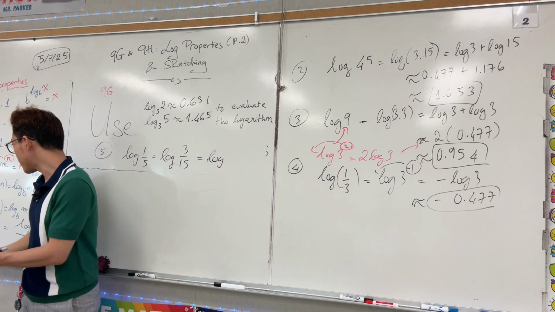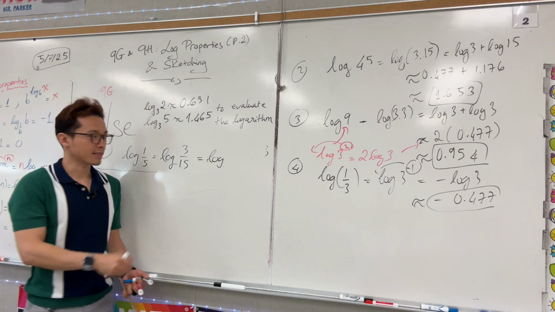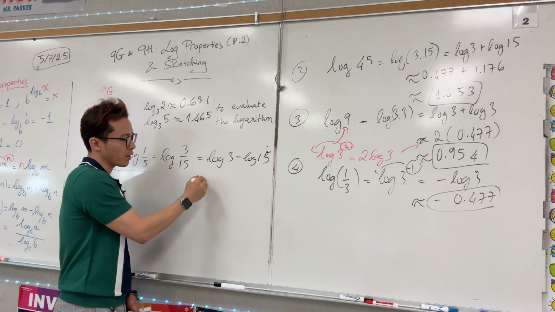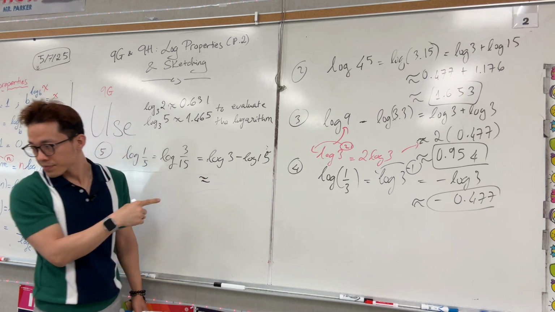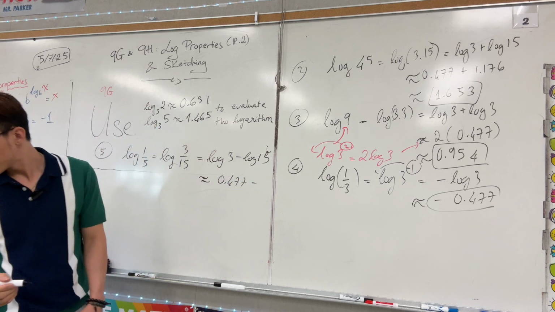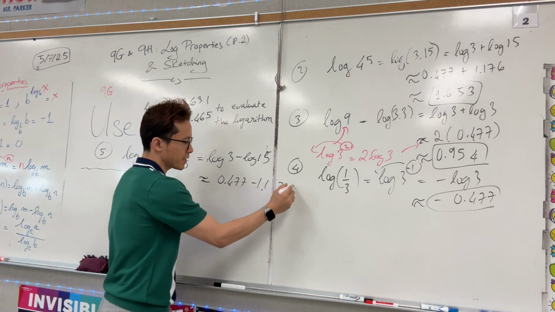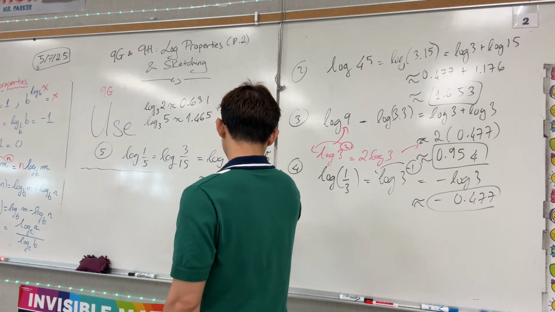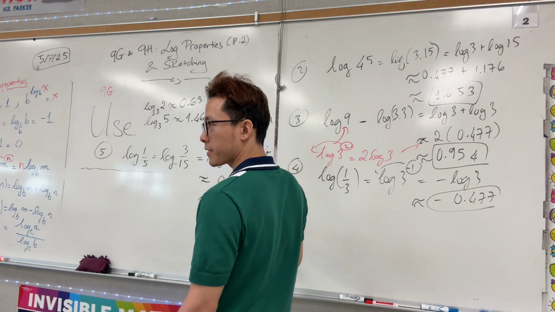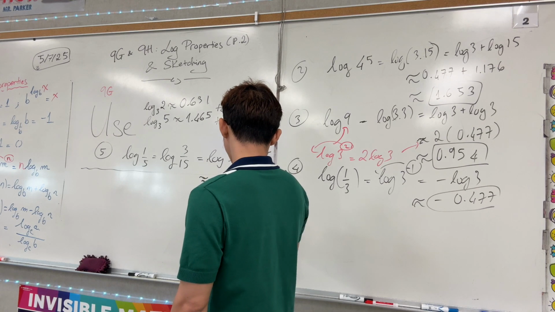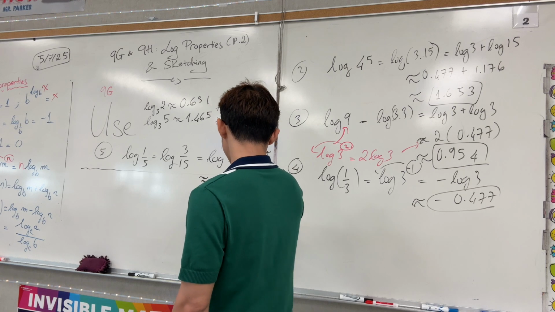This is the division. This, you're going to do a subtraction. Right? So log 3 minus log 15. And what is the log 3? I already erased it. What is log 3? 0.77 minus 1.176. What is the log 5? What is the log 5? Log 5.